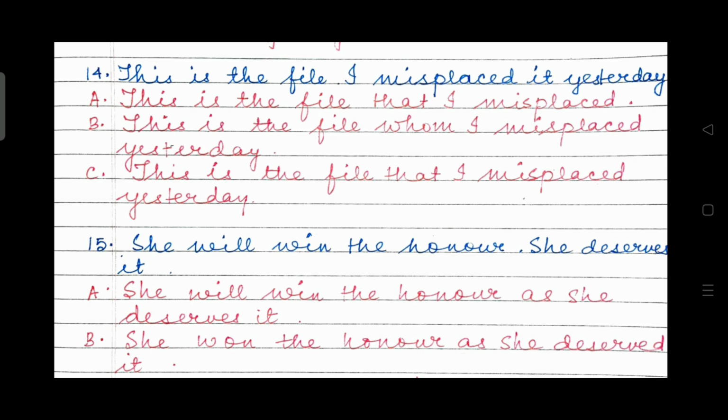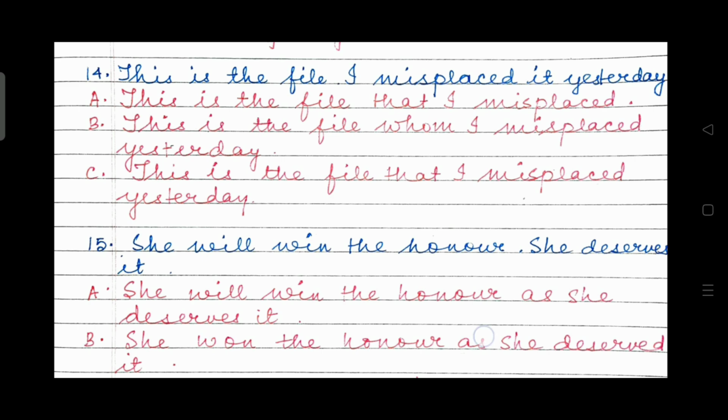Now, come on. Again, very easy. It's option C. This is the file that I misplaced yesterday. That, which. Remember, in the case of human beings or persons, you use whom. But in the case of non-living things and animals, you use that or which.